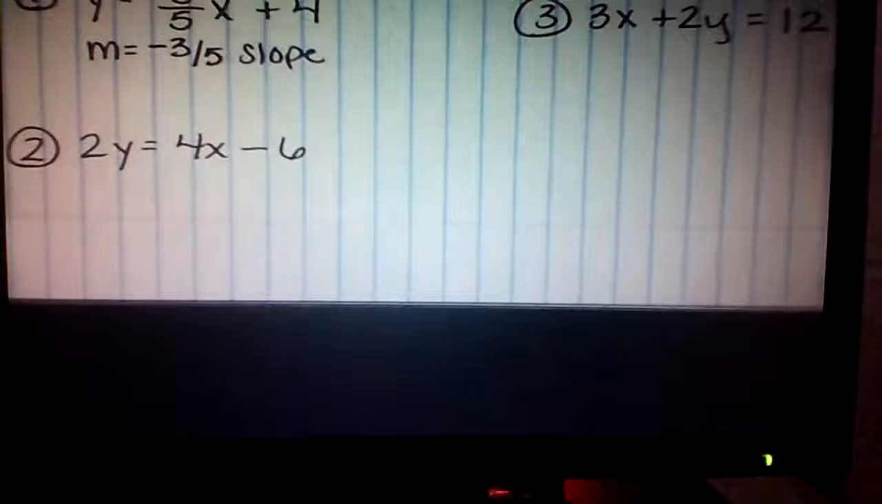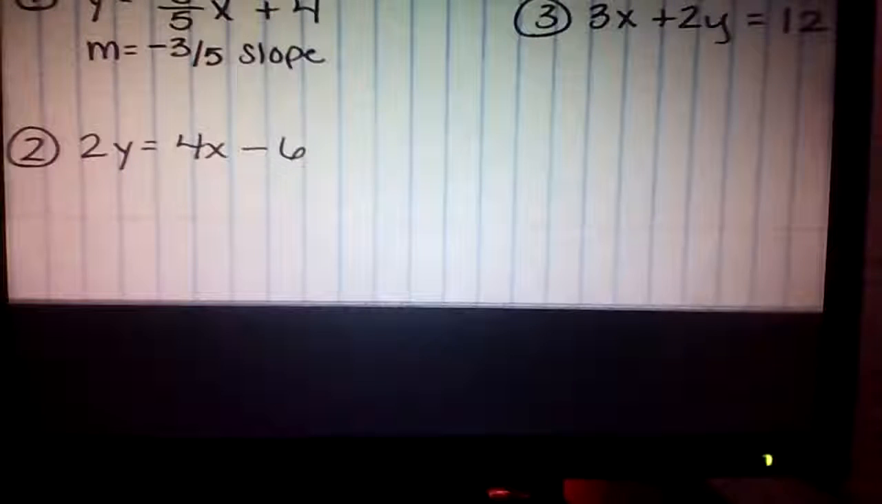Y equals negative 3/5 x plus 4. Once it's in slope-intercept form, what is my slope? Negative 3 over 5. So that's my slope. Take a look at number 2. Am I in slope-intercept form?